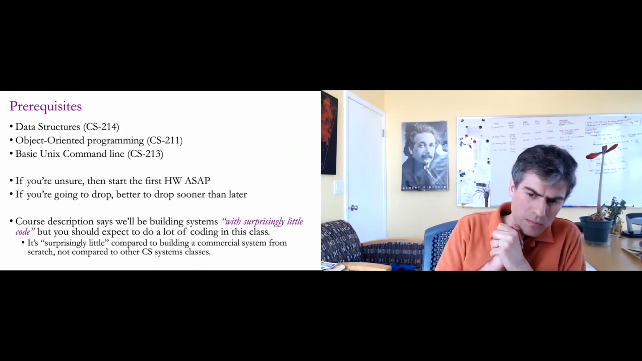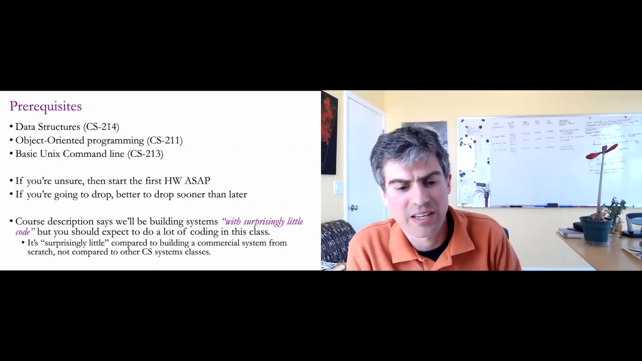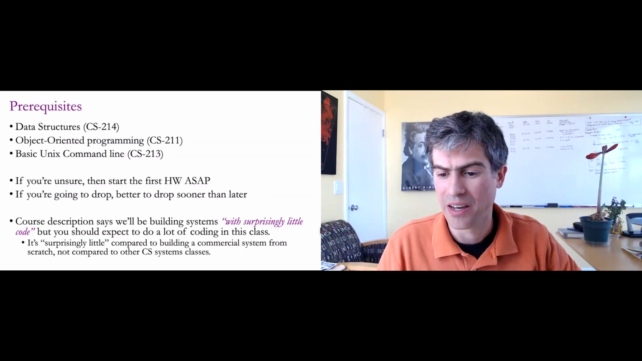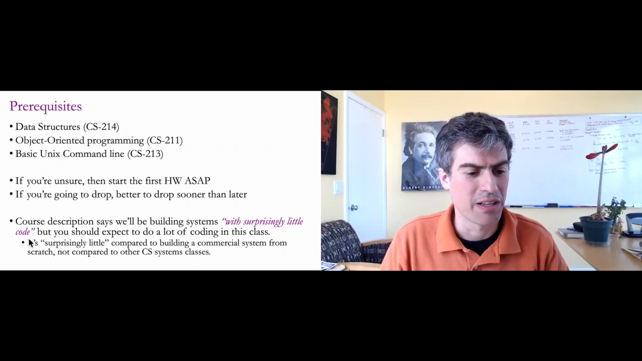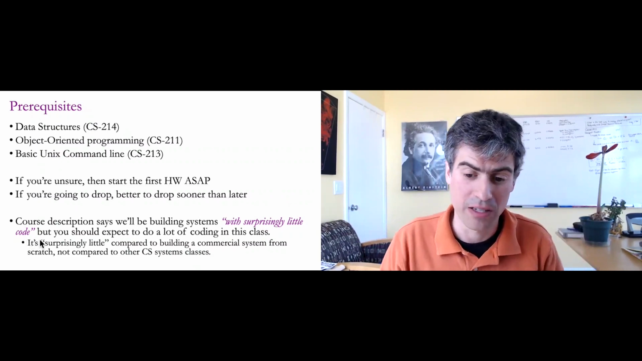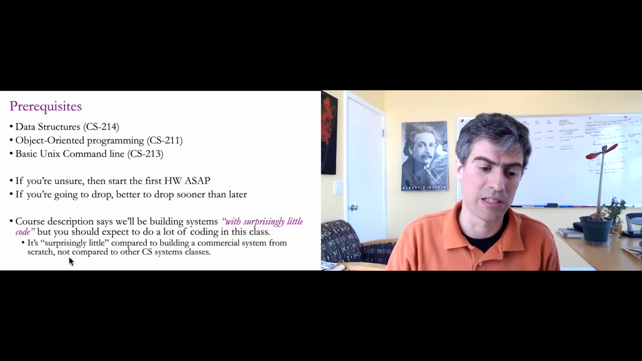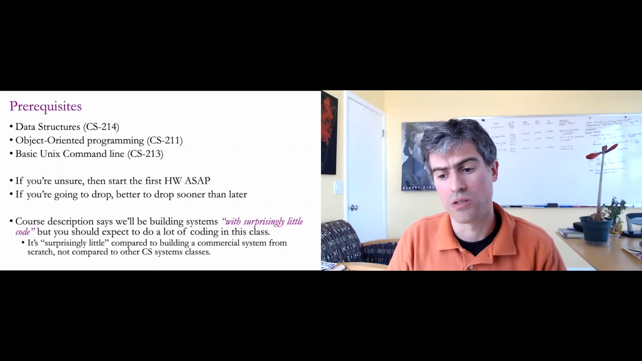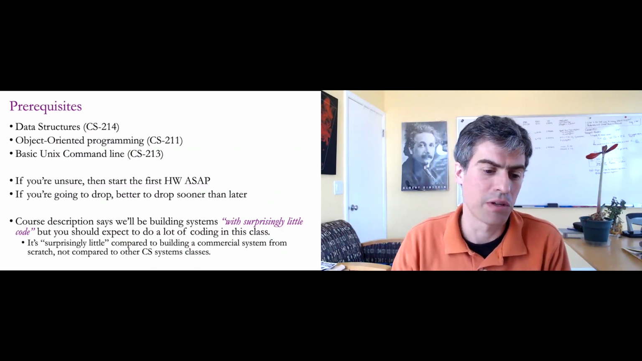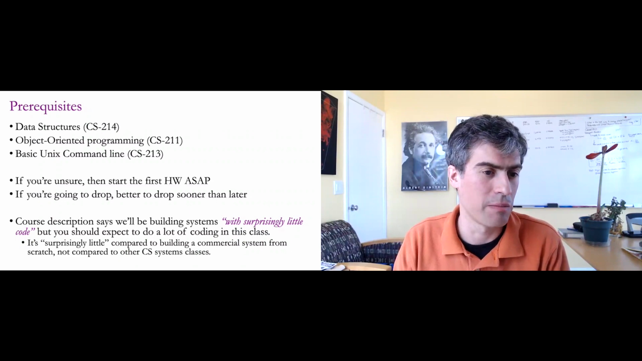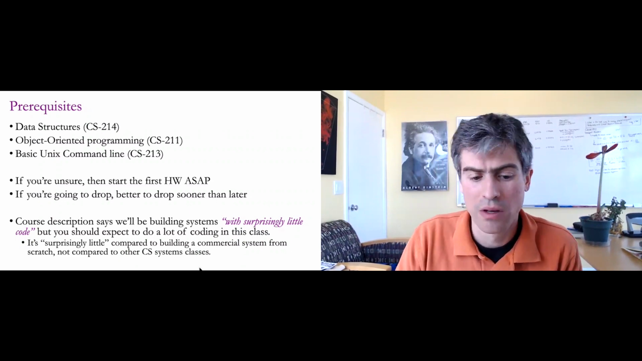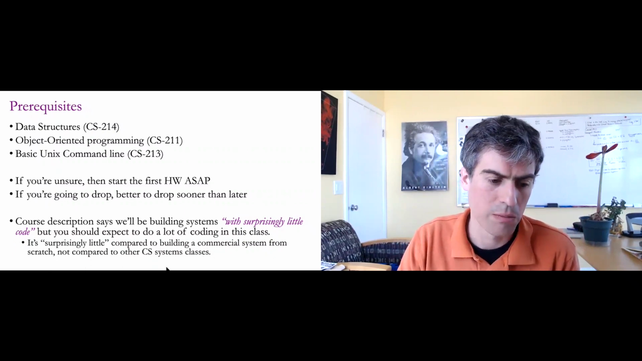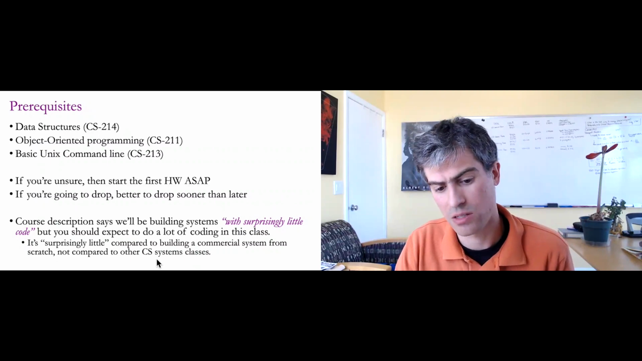All right. So the course description for this class, I think, says that we'll be building systems with surprisingly little code. That doesn't mean there's not going to be a lot of coding in this class. In fact, there is going to be a lot of coding in this class. I use the phrase surprisingly little because we'll be building some pretty complex, impressive systems which do some interesting things, but when you look behind the scenes, there's not a lot of code that makes it run compared to what you might expect. So it's surprisingly little code compared to building a commercial system from scratch, but it's not little compared to other CS systems classes.